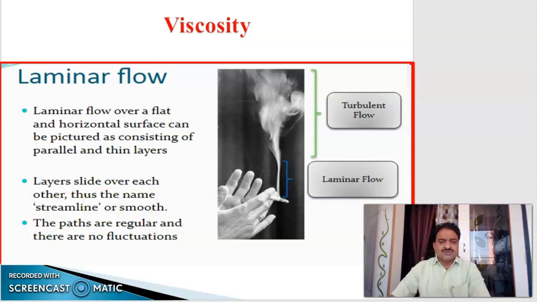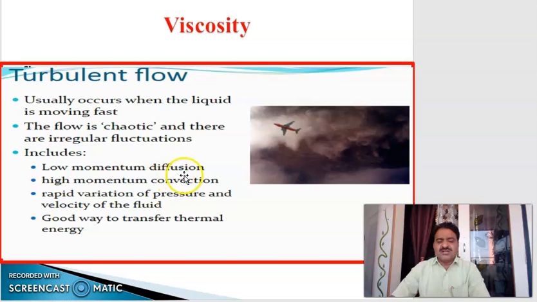There is no fluctuation. Now you see one more slide I will show you. Turbulent flow usually occurs when the liquid is moving fast. The flow is chaotic and there are irregular fluctuations. And they include low momentum diffusion, high momentum diffusion, rapid variation of pressure and velocity of the fluid.